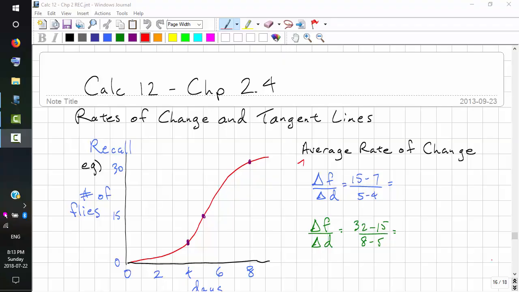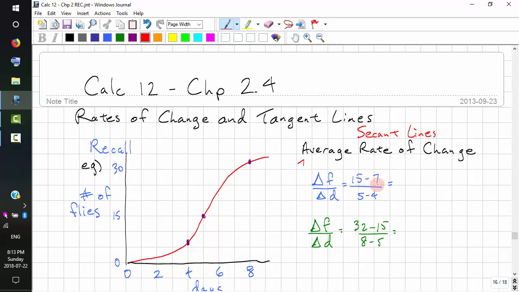This is Calculus 12, Chapter 2.4. We're going to be looking at rates of change and tangent lines. So recall, we did something like this already. Average rate of change, we're basically just looking at the secant lines.